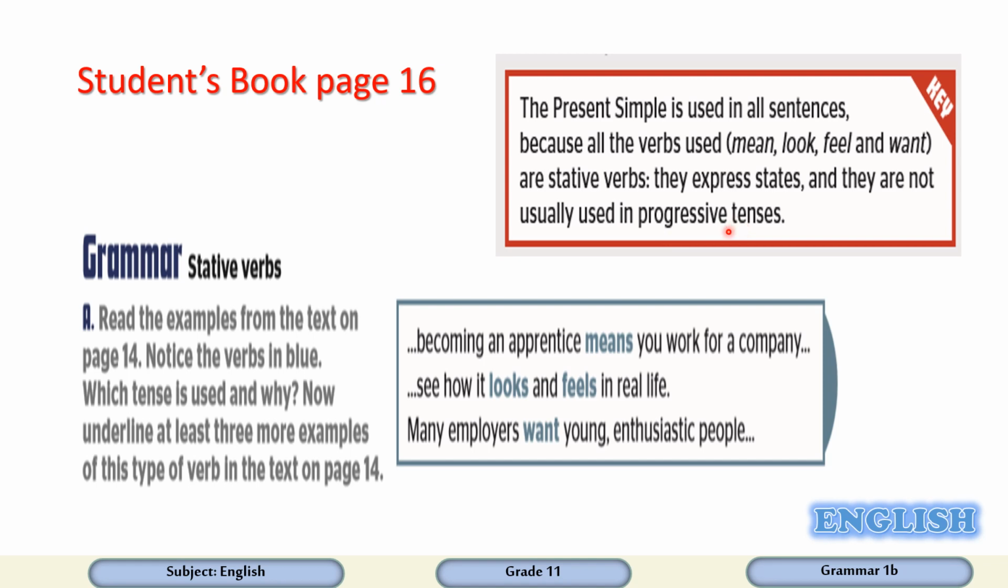So if you are going to use an action verb like go, like walk, you can use the progressive tenses, which is the verb to be plus ing. However, if you use a stative verb such as these ones, you cannot use the progressive. Now, next question. Now, underline at least 3 more examples of this type of verb in the text on page 14.